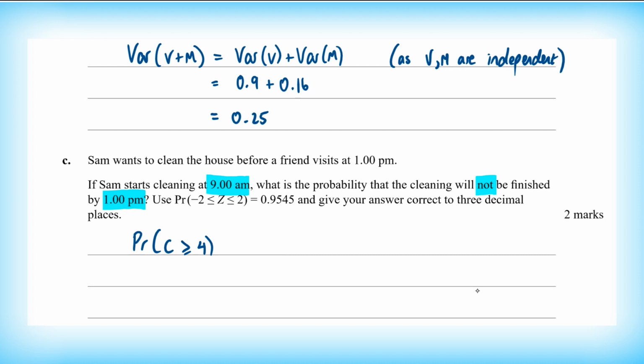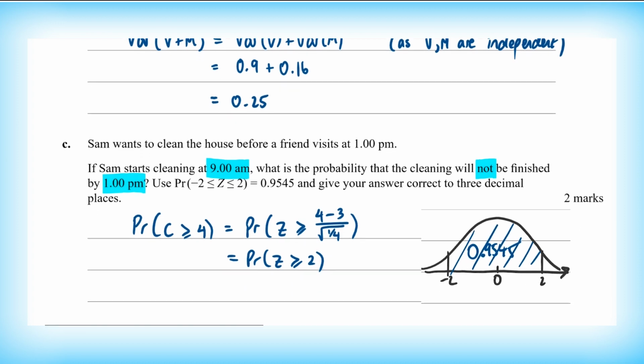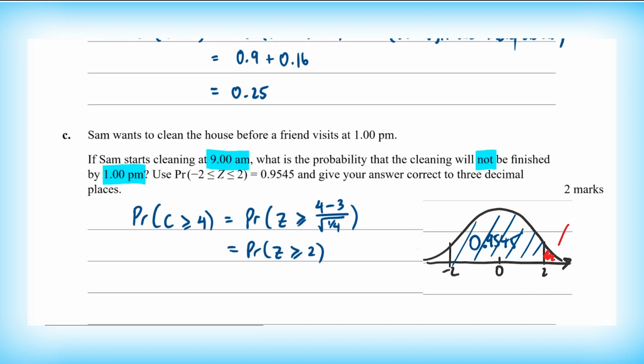And we're given that information about the standard normal. So we're going to turn this random variable C into a standard normal by subtracting the mean and dividing by the standard deviation, which is square root 0.25, or a half. And conveniently, that works out to be 2. So we know 0.9545 between -2 and 2. So greater than 2, well, it's going to be 1 minus 0.9545. But then we divide by 2 because we only want the top half of the curve there.